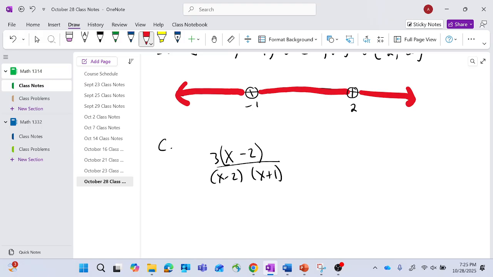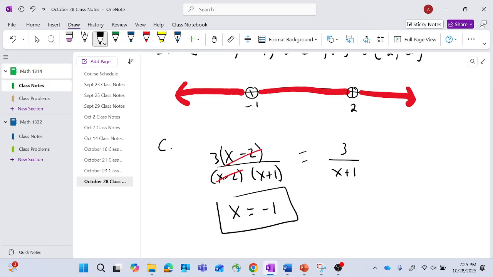You will not need to know this for the test, and I don't see it on the final exam review either, but I'm going to say it so you understand it, maybe. This x minus 2 and this x minus 2 here cancel out. So what you have is 3 over x plus 1. So your vertical asymptote is only x equals negative 1.